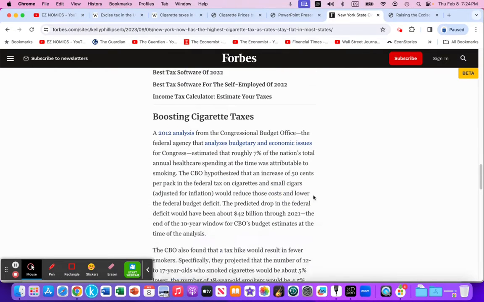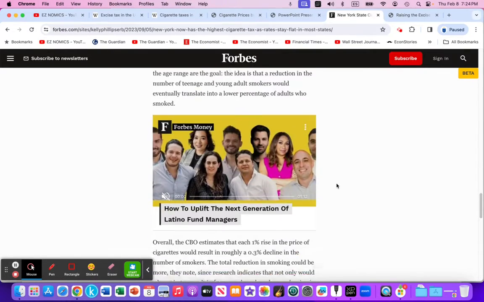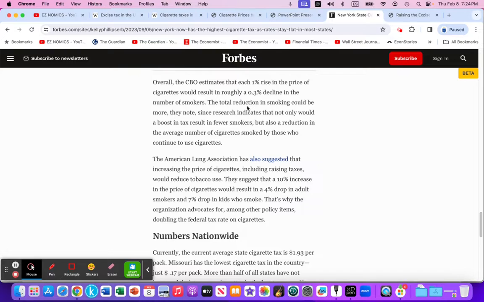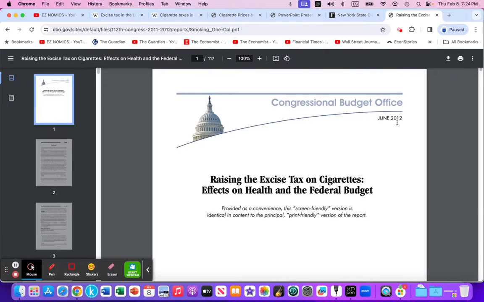This article also refers to a study in 2012 by the Congressional Budget Office that determined the PED value of cigarettes, and they determined that was 0.3. So here we see that for every 1% rise in the price of cigarettes, it would result in a 0.3% decline in the quantity of consumption. So PED is 0.3 according to this study. I'll provide a link in the video notes below to that study if you're curious. Here's that study here from 2012.